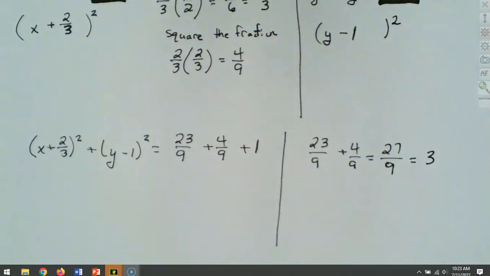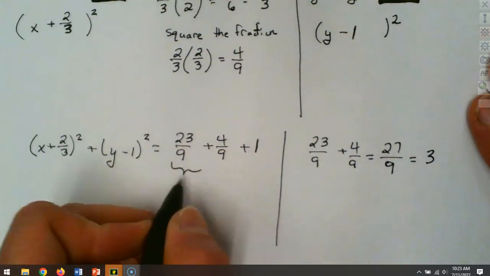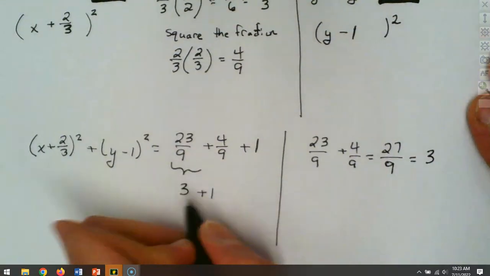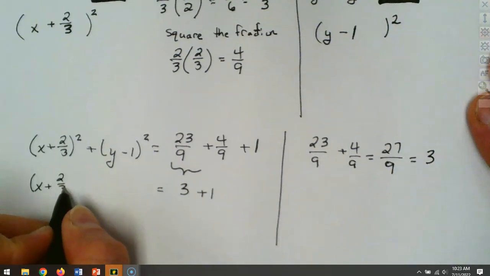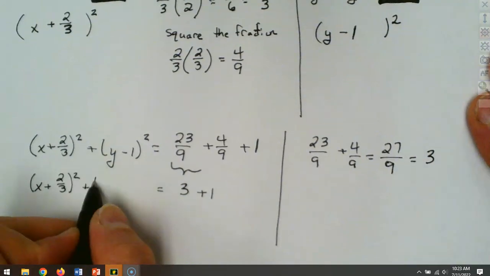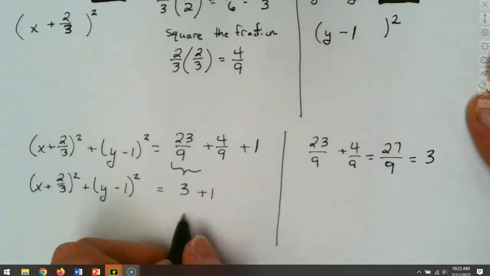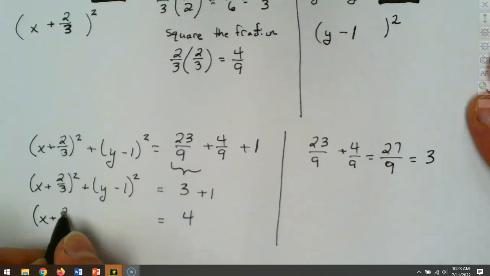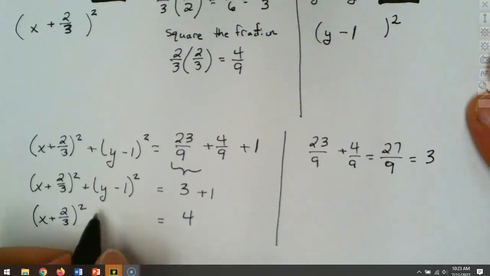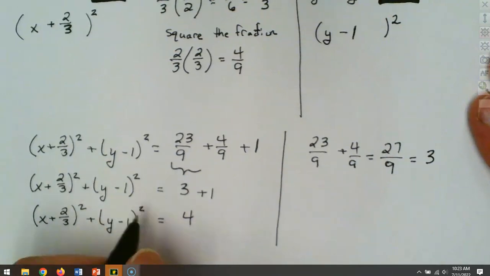So see, we're in luck there. So this piece comes out to be a 3. And then that 3 plus the 1 makes it a 4. Now we've got it in center radius form. And we can now find our center and we can find our radius.